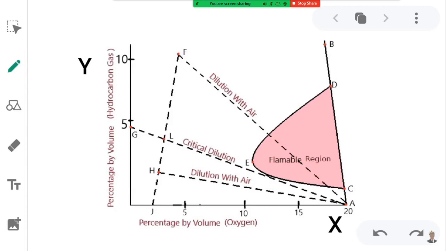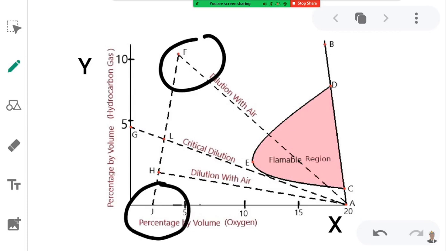To tackle this problem, what we can do is first purge the tank with inert gas. Since inert gas has an O2, that is oxygen, concentration of around 2%, as we have already discussed, the concentration of the mixture during the purging process moves through the line Fj, and J is the 2% oxygen concentration in the inert gas. So this is the 2% mentioned on the x-axis, percentage by volume for oxygen.